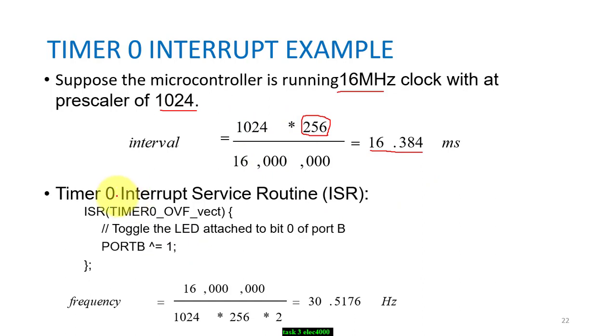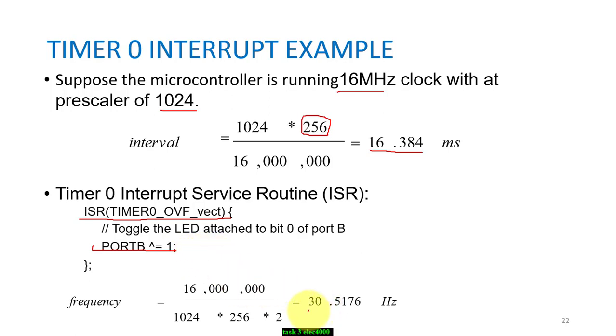Now, to use timer 0 as overflow, we are going to use this line, which is ISR TIMER0_OVF_vect, which is the vector. Then inside it you write your function: PORTB equals PORTB XORed with 1. This means we toggle the bit every time we do it. XORing with 1 will toggle the bit.